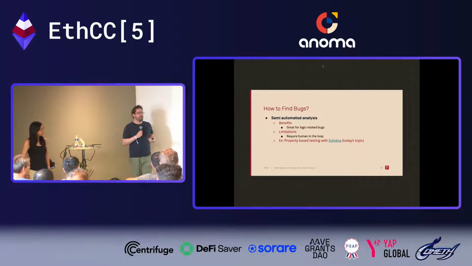The last class of techniques that you can use is called semi-automated analysis. Here you're going to use a tool to check if there is a bug in your system, but instead of looking for common vulnerabilities, you are going to help the tool by providing some form of specification of what your code is supposed to do. And here you're going to look for bugs related to the logic or the more in-depth application of what you are trying to do. One technique is called property-based testing, with Echidna, and it's what we're going to talk about today.